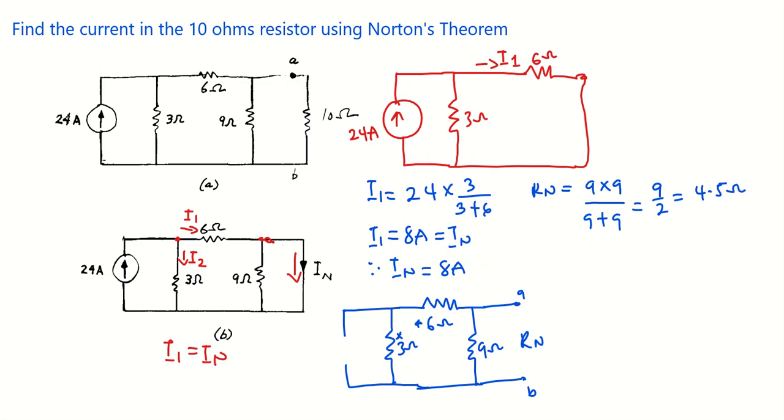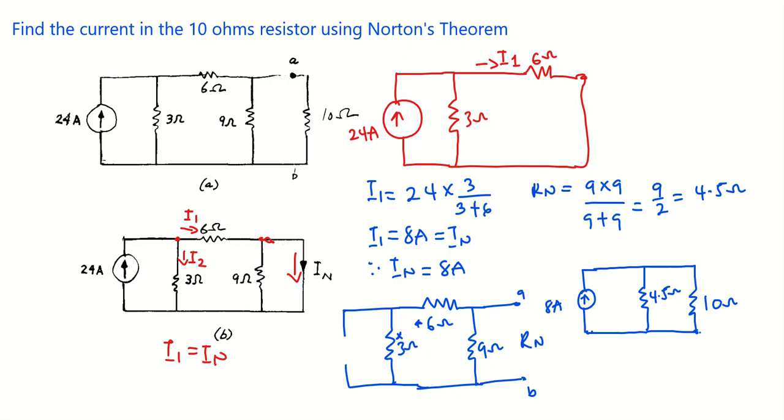Now you can draw Norton's equivalent circuit. So let's look at that. For Norton's equivalent circuit, Norton's resistance will be in a parallel connection with the 10 ohms resistor. So let's take this to be the 10 ohms resistor, and then this is the 4.5 ohms resistance, which is Norton's resistance, right? And then we have Norton's current here, which we got to be 8 amperes, right? So this is our 8 amperes.